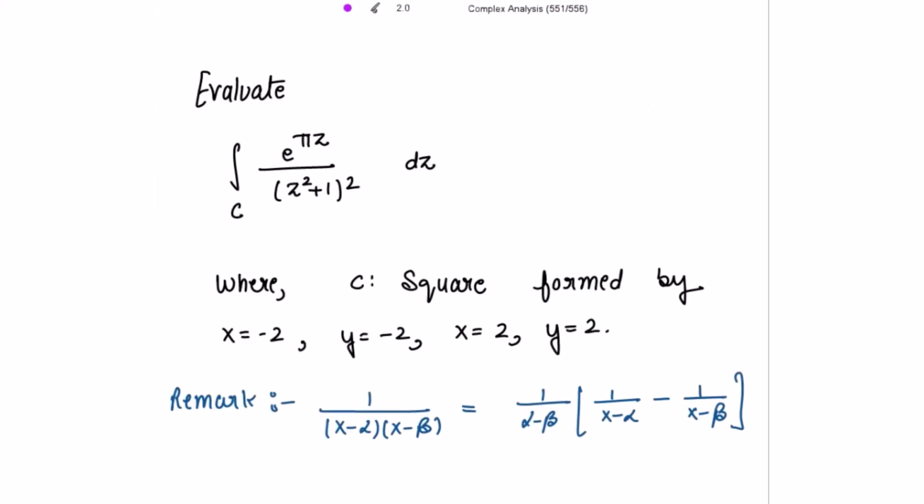Evaluate this line integral where C is a square formed by all these lines, and there is also a remark written over here that for partial fractions, 1 divided by (x minus alpha)(x minus beta) is equal to 1 divided by the difference of alpha and beta, into 1 divided by this factor minus 1 divided by this factor, right? So this is how we can easily make the partial fractions. Alright, let's move on to the example.